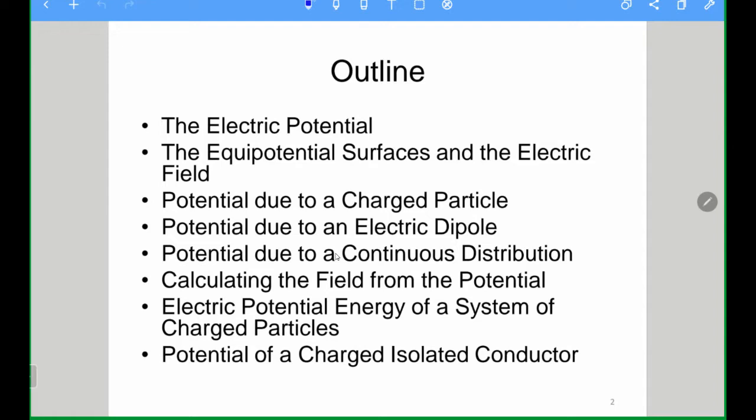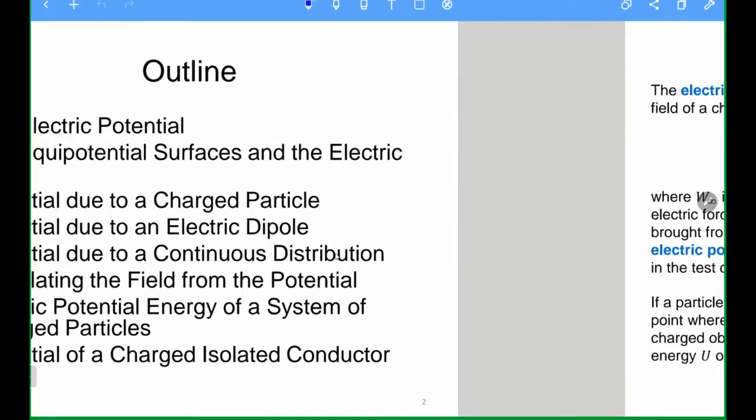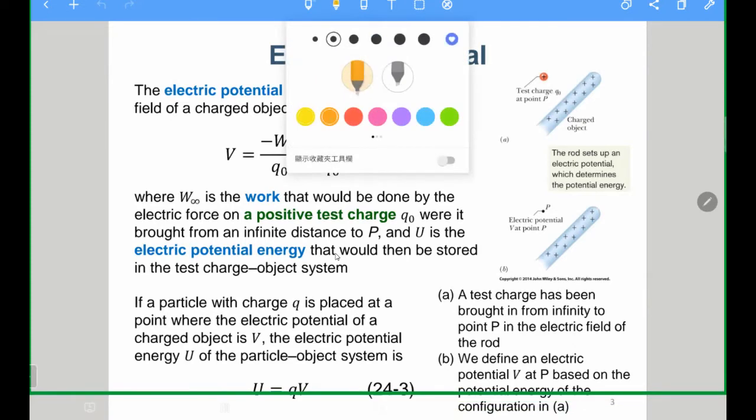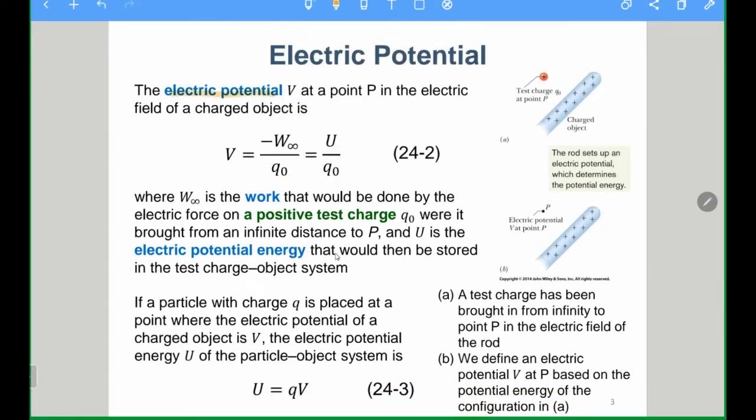Okay, so then the remaining stuff is electric potential energy, and potential of a charged isolated conductor. So first here we will introduce what is electric potential. This is the definition. Electric potential, we usually use V to specify the electric potential.